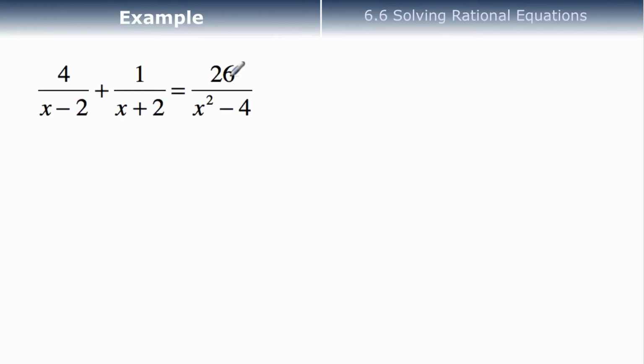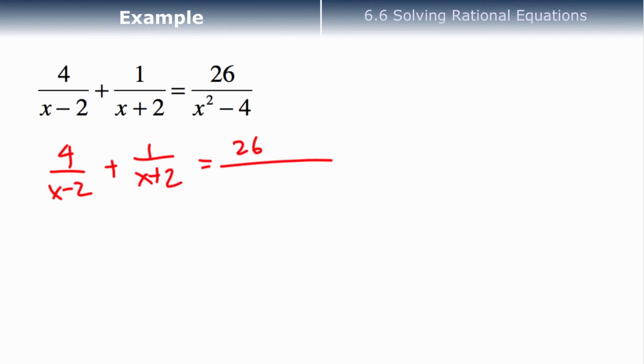I think I've got one more. Yep, this one right here. Okay, I see a binomial, oh, this is a quadratic. That's a difference of squares. So I can rewrite this: 4 over x minus 2 plus 1 over x plus 2 is equal to 26 over, let's do that as a difference of squares, x minus 2, x plus 2.